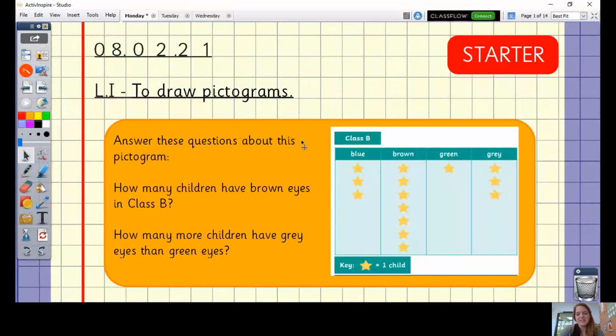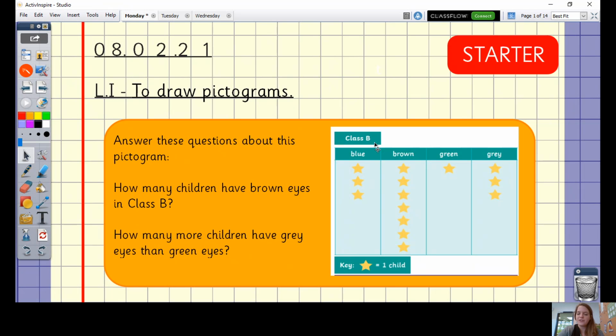Okay, here we are. Hopefully you can see what I can see. Just before we start our main learning for today, we've got a couple of questions to answer to warm up our brains. We've got a pictogram here on the screen, and I've written down two questions that I'd like you to answer using the data. This is a pictogram to show the colour of children's eyes in class B. How many children have brown eyes in class B? And how many more children have grey eyes than green eyes? So we're comparing the grey eyes to the green eyes.